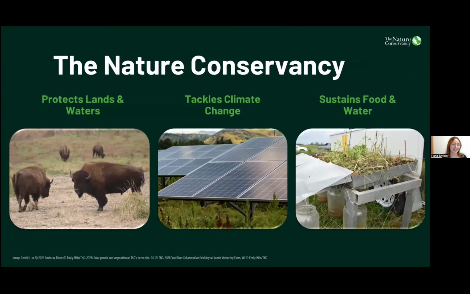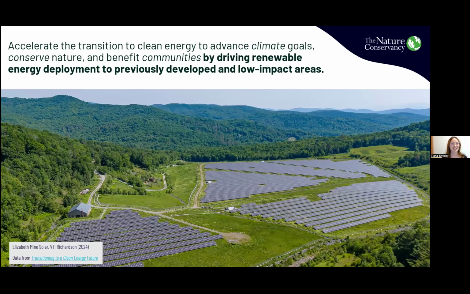All right, so diving in, who the Nature Conservancy is, we have three primary pillars of our work, which includes protecting land and water, tackling climate change, and sustained food and water. So this tool specifically sits within our tackling climate change, and our goals relating to renewable energy is to accelerate clean energy deployment in the right places. So that means directing projects to previously developed or low impact areas wherever possible. So this photo here that you're seeing is a former mine land where solar energy was developed. So reclaiming degraded sites for more productive energy uses.